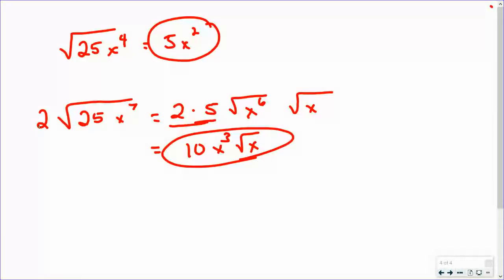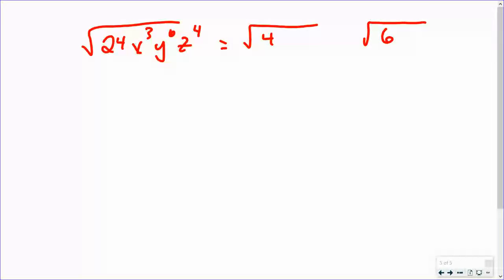Now this is 2 times this. All that I did right here is figure out the square root of 25, which is 5. And I broke down x to the 7th into x to the 6th plus x to the 1st. And there I go. Now all I can do is make these more challenging, make them more confusing, and that's about all I've got.